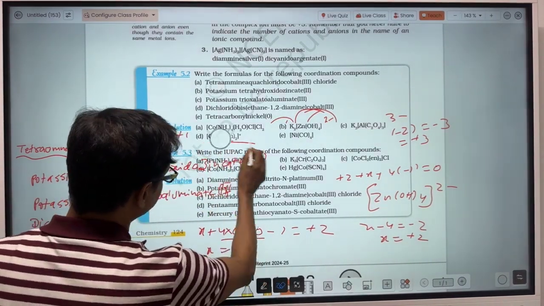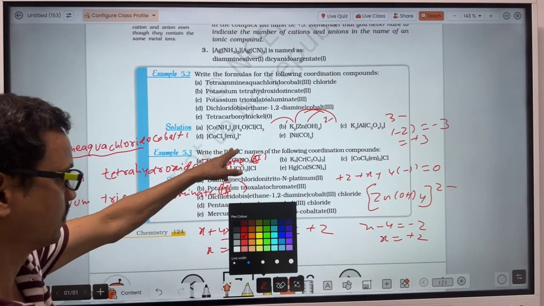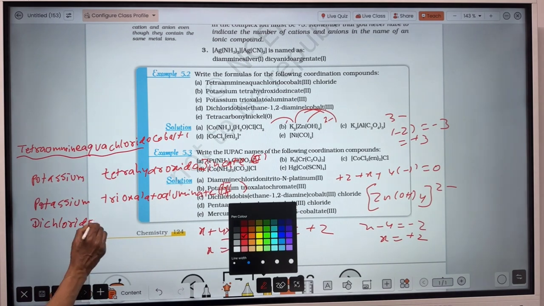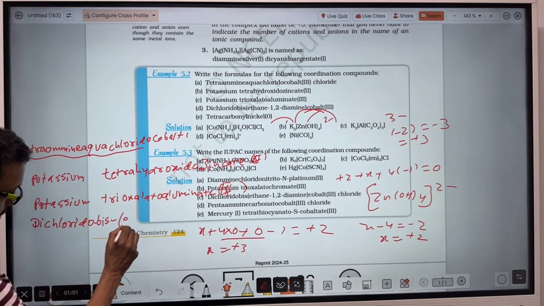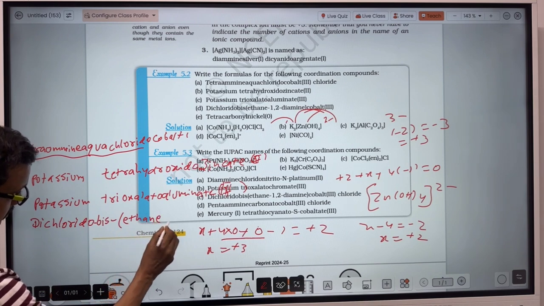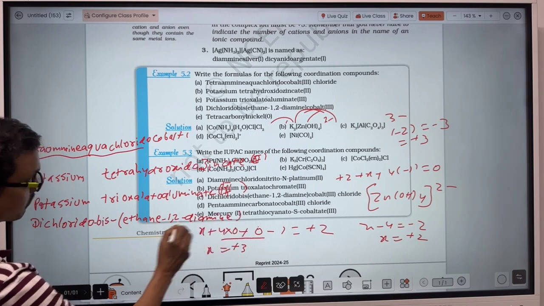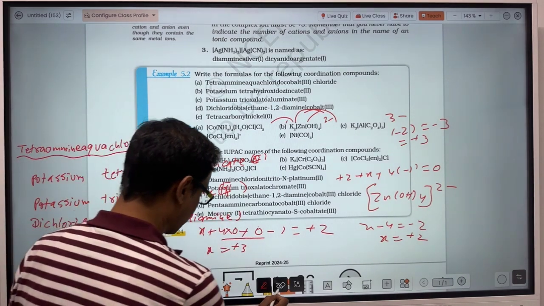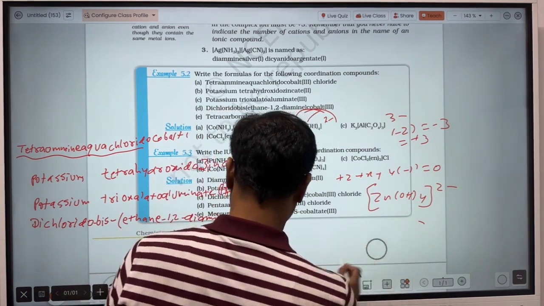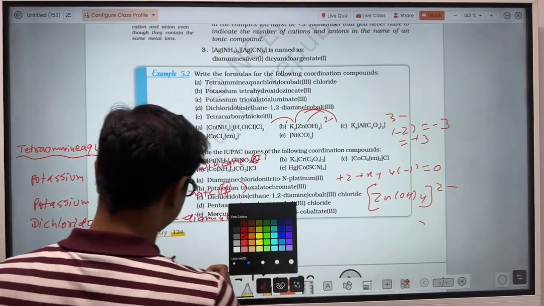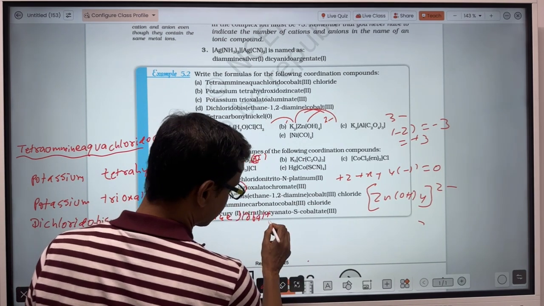So in the name of ethane 1,2-diamine, number have came. So that's why we will write bis on the place of di. So we will write bis, a gap here and a bis, and then after inside the bracket we will write ethane 1,2-diamine, bracket close, and then after the name of the central atom. Central atom is here cobalt, so that's why we will write cobalt and its oxidation number.